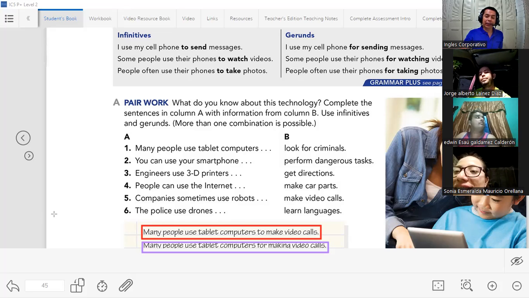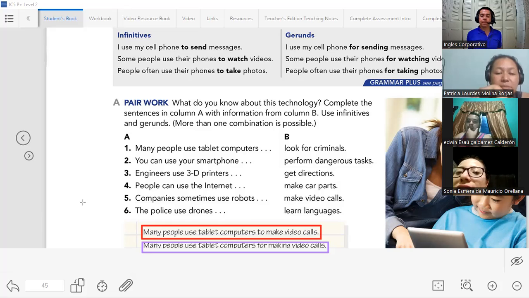Now, gerunds. In this case, Patricia, please. Gerunds, Patricia. Number five. Companies sometimes use robots for looking for, sorry, for perform dangerous tasks. Okay, no, for performing. Excellent, for performing dangerous tasks. Yes. Mm-hmm. To carry out dangerous tasks, right?